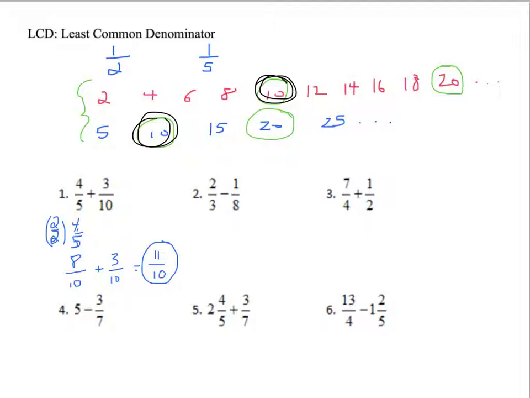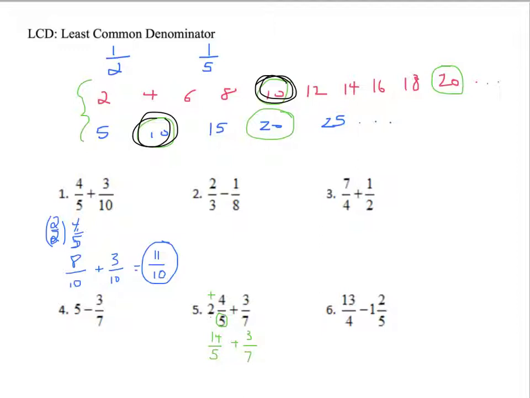Now for a problem like number 5, let's take a look at number 5. The first thing I need to do is change 2 4/5 to 14/5. Remember, to change from a mixed number to an improper fraction, I'm going to take 5, the denominator, multiply it by 2, which is 10, and then add the 4 to get 14/5. So 14/5 plus 3/7 is my new problem.